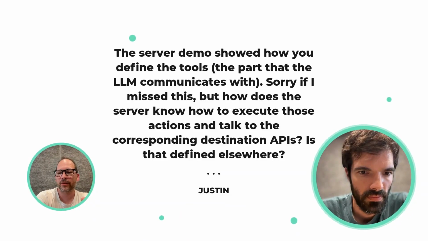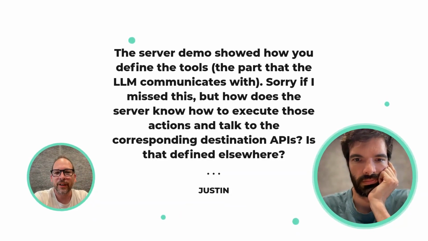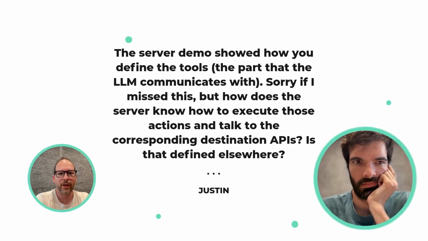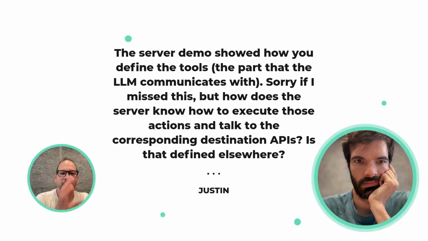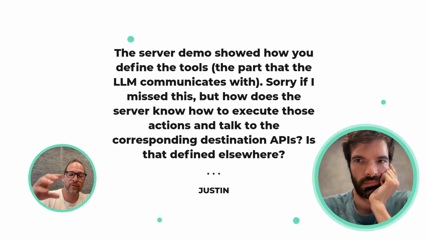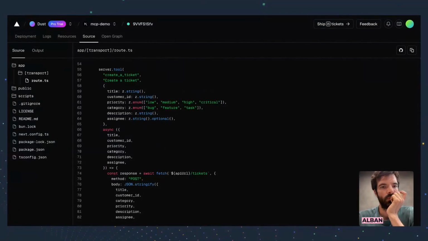If I understand the question correctly, Justin, while Alban is looking for the code, it's the LLM that understands what is the correct action to take, and then it would ask the MCP server to execute that action with the correct arguments, and that MCP server will do the destination API call, take the answer, and give it back to the model, the LLM. Does that answer your question?